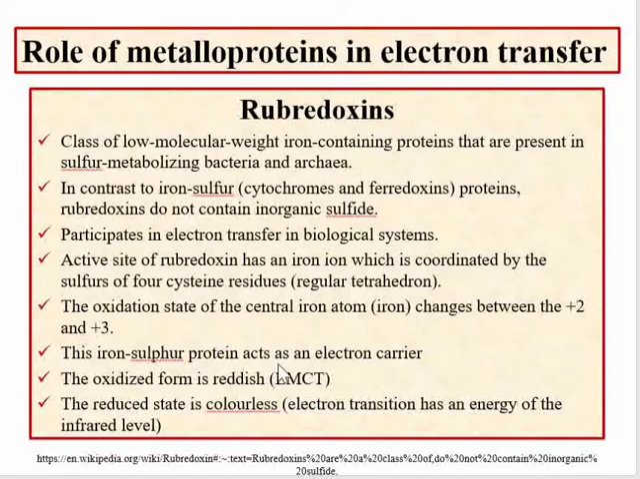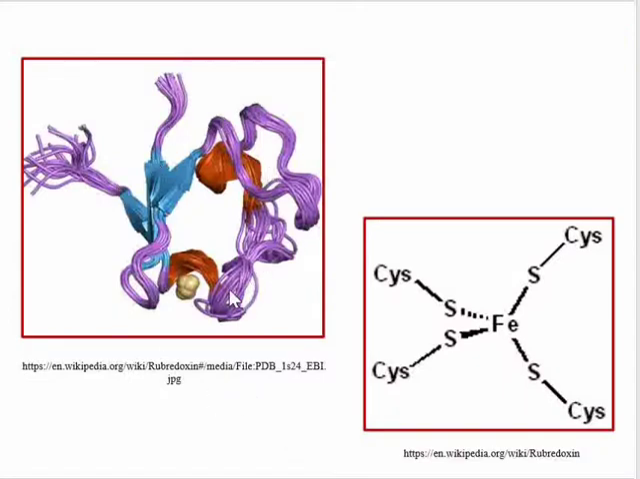Iron sulfur protein acts as an electron carrier, and rubredoxin in its oxidized form is reddish colored due to ligand to metal charge transfer. And in the reduced state, the rubredoxin is colorless. So the electronic transition actually takes place at the infrared level, and this is not visible, so it appears colorless. And this is the structure of rubredoxin, and here you can find that this Fe center is surrounded by 4 sulfurs of 4 cysteines from the protein present in the rubredoxin.